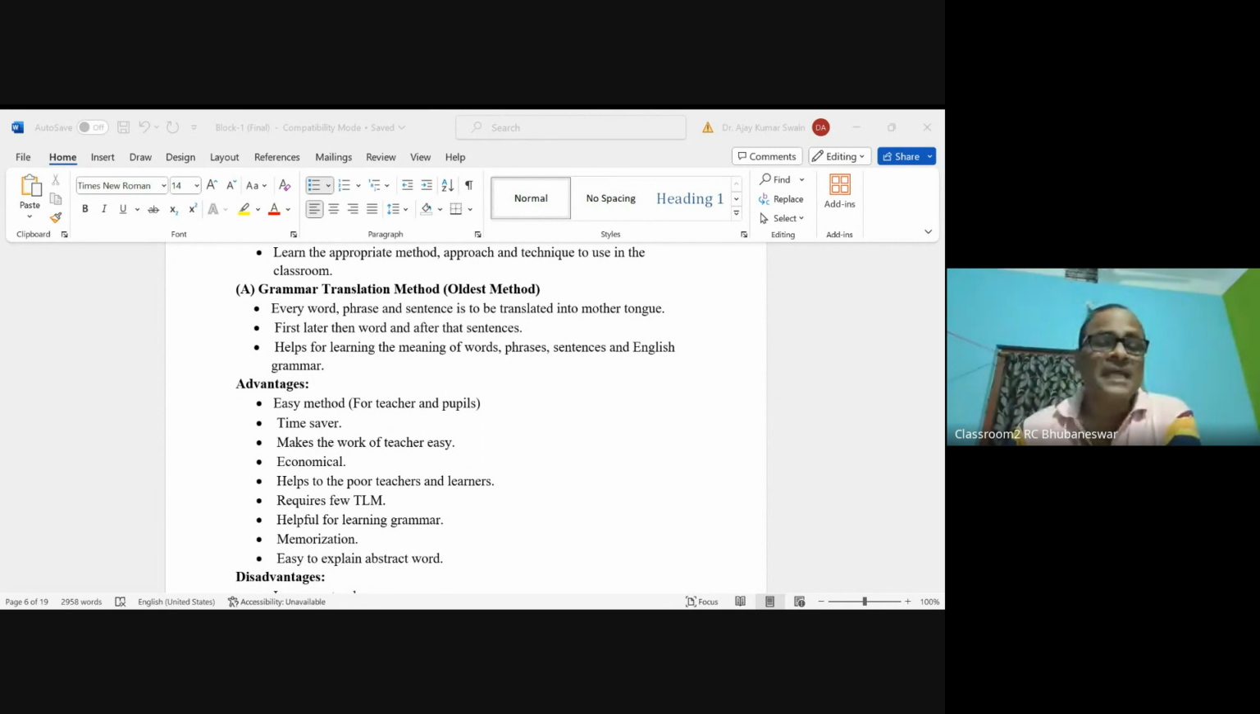The advantages are, it is a very easy method, both for teacher and pupil. In my language, I say both for poor teacher and poor pupils. Okay, it is an easy method. No TLM is required, no material is required, no rigorous preparation is required for the teacher. The meaning you will tell in the mother tongue of the child, so automatically they can understand.